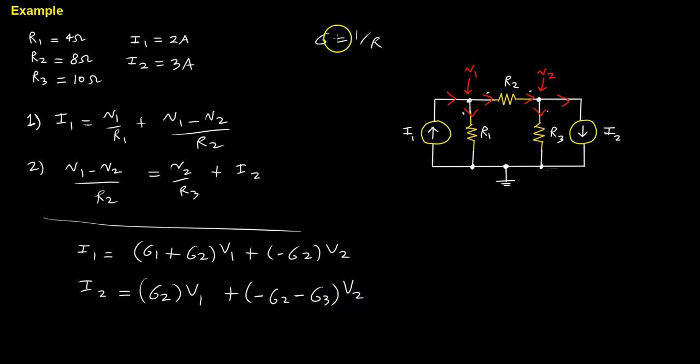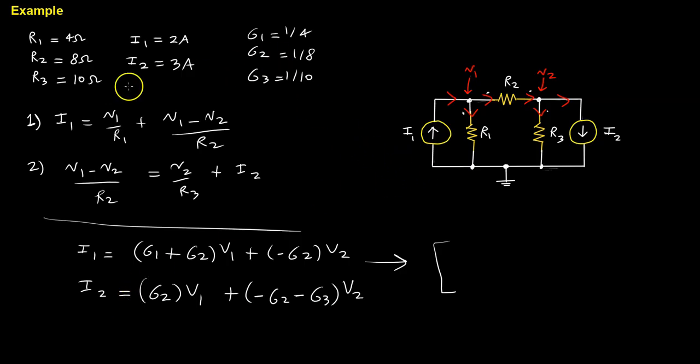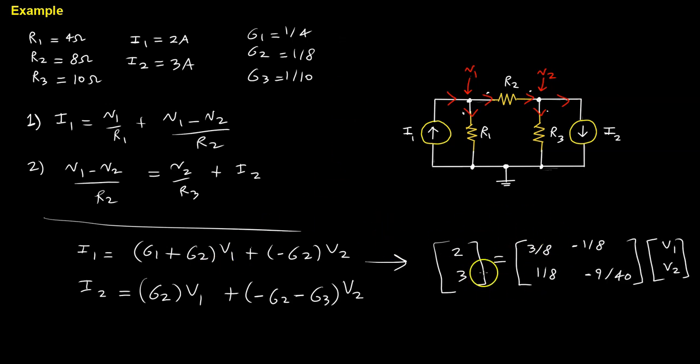Now, to make our lives easier, we can just go ahead and calculate the conductances to have a numerical matrix that we can manipulate instead of the symbolic matrices. So G1 is going to be 1 over 4, G2 is going to be 1 over 8, and G3 is going to be 1 over 10. And of course we know the current, so I'm going to turn this into a matrix, which is going to be I1 and I2. So I1 is 2 amps, I2 is 3 amps. That is equal to G1 plus G2. So we can see here that the entire system is represented as a matrix equation.